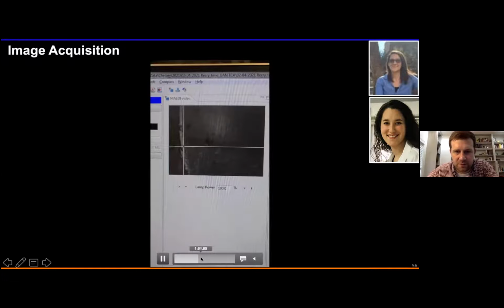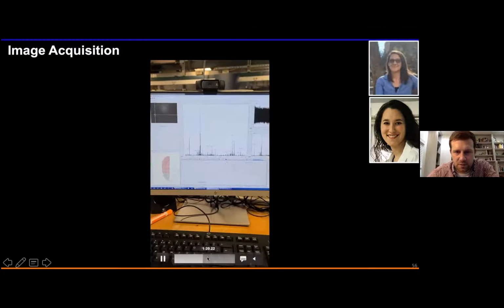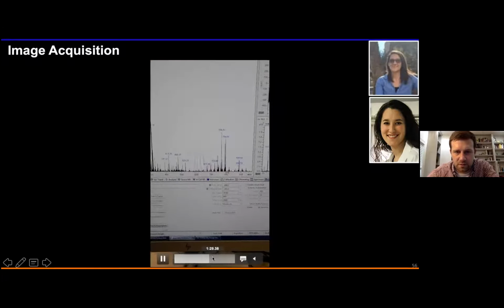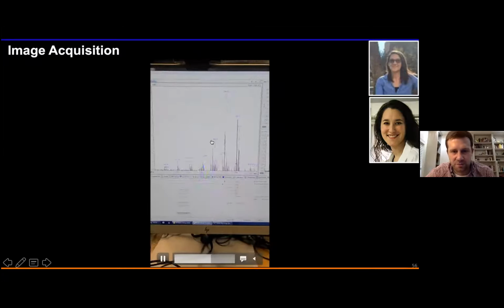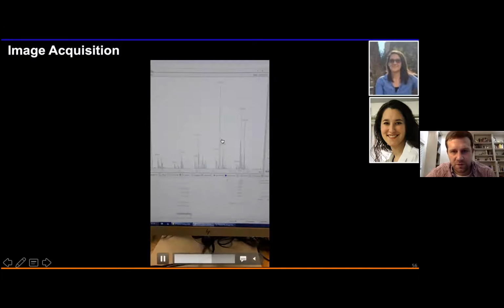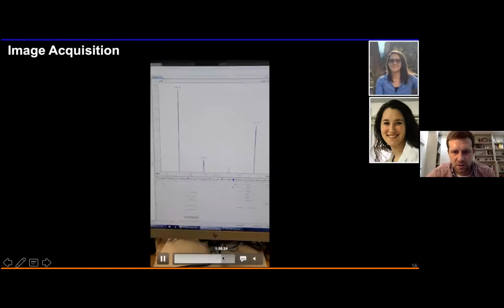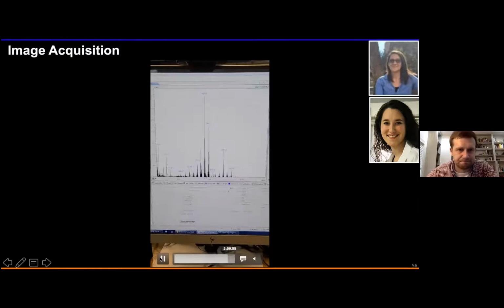So I'll fast forward here. So this is some more spectra updating. These are some phospholipids, some phosphatidylcholines actually, that we were analyzing. And you can obviously zoom in and look at different regions of the spectrum.